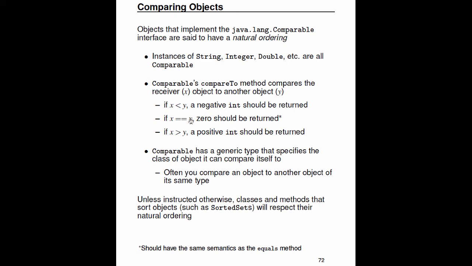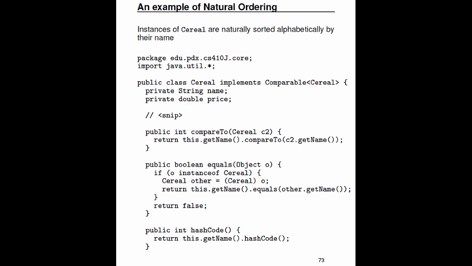So you have these comparable objects, and unless you tell it otherwise, the classes and methods that sort objects, things like sorted sets and sorted map, will respect the natural ordering. So if I say, hey, give me a sorted set of strings, it will call the compareTo method to sort those strings. To demonstrate natural ordering, I've built a little class called Cereal. It models a breakfast cereal. A Cereal has two fields, a name and a price, and it implements Comparable<Cereal>, meaning that it knows how to compare itself against another Cereal instance.